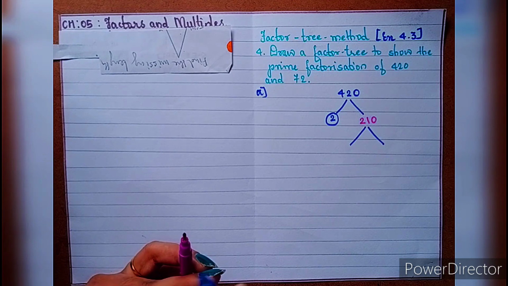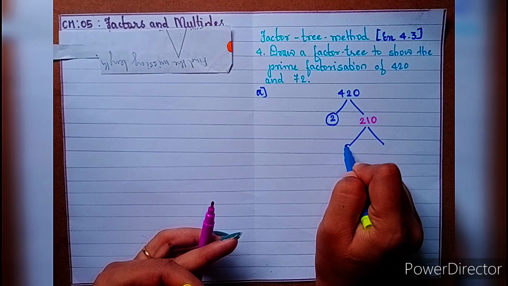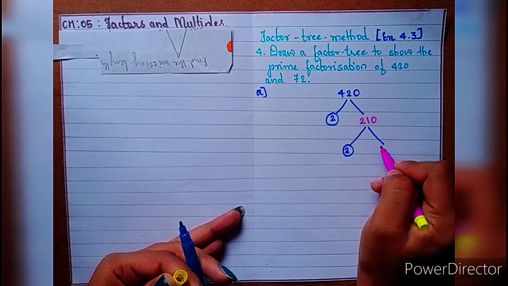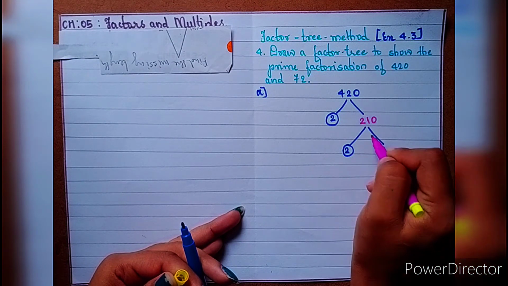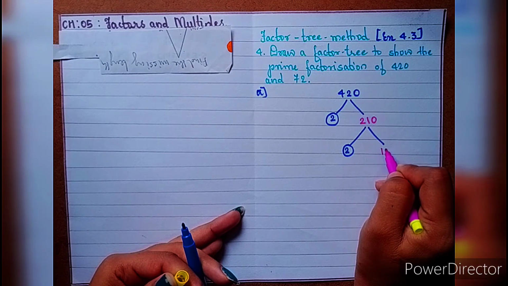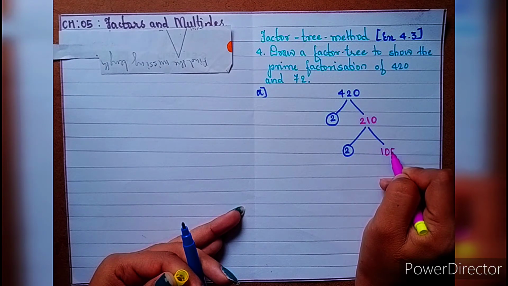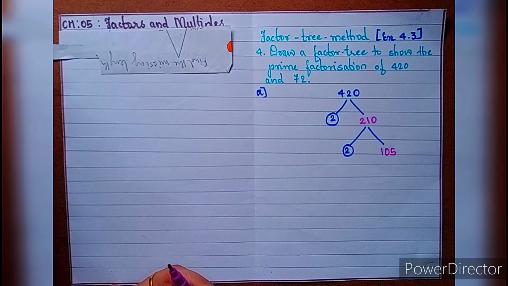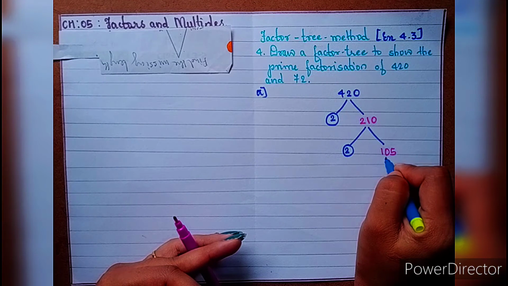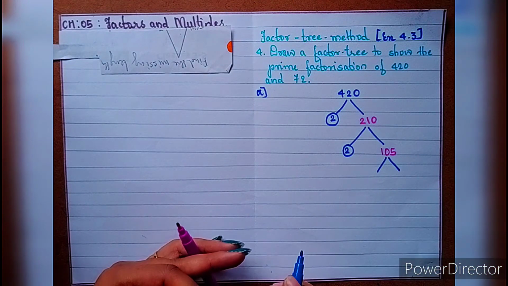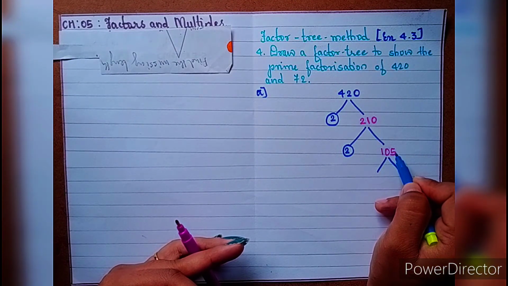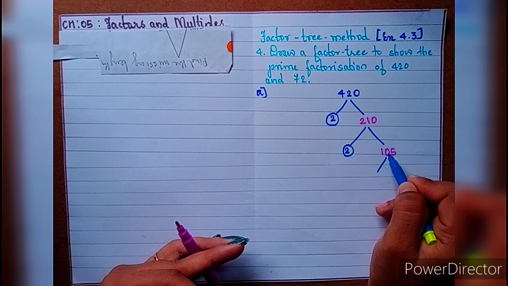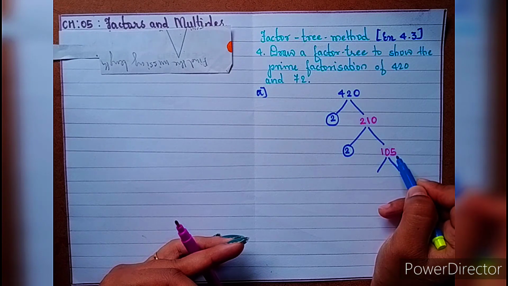So let's further divide by 2, as it ends in 0, it is divisible by 2. Therefore 2 1s are 2, then 2 0s are 0, and 2 5s are 10. So when I divide 210 by 2, I will get 105 as the answer. Now further let's find the factors. It is not divisible by 2 because it ends in 5. So let's divide this by 3, as 5 plus 0 plus 1 is 6, so it is divisible by 3.